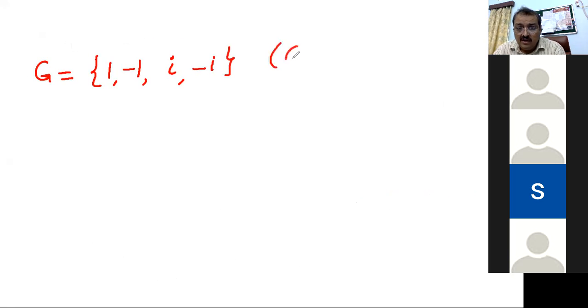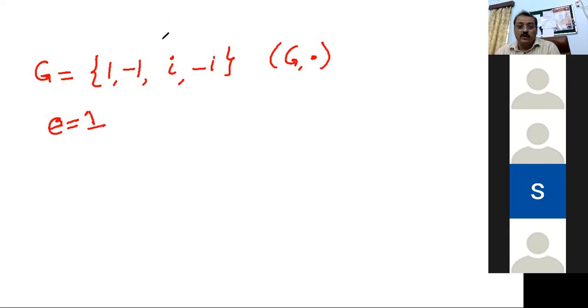Now this G is a group under multiplication, complex multiplication, and this clearly forms a group under this multiplication. So if this forms a group, now we have to find the identity element here. Identity element here is 1. So the identity element is 1. Now the order of 1 is clearly 1.